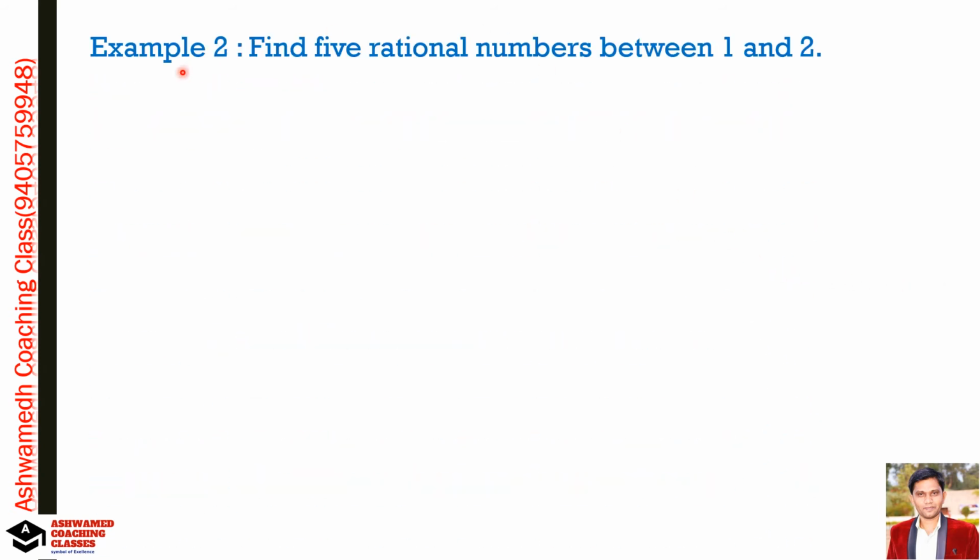Now the example number 2 is: find 5 rational numbers between 1 and 2. Okay, this is a very simple example that we have seen in the previous standard. There are actually infinitely many rational numbers between two numbers. We have seen that statement, but we only have to find 5 rational numbers between 1 and 2. So how do we get those numbers?